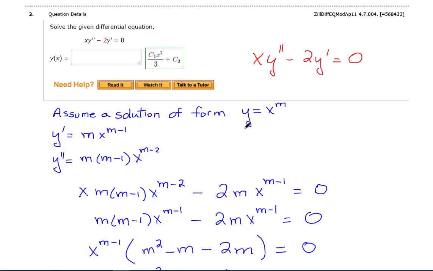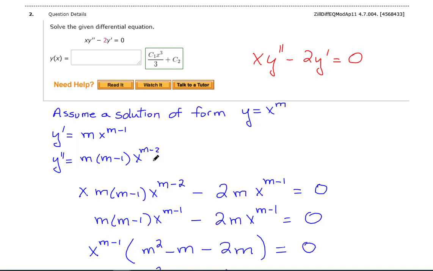We assume a solution of the form y equals x to the m. Now let's see what happens. For y prime, the m would come in the front. I drop the exponent by 1. For y double prime, the m minus 1 comes in the front. I subtract 1 from the exponent and I get m minus 2.